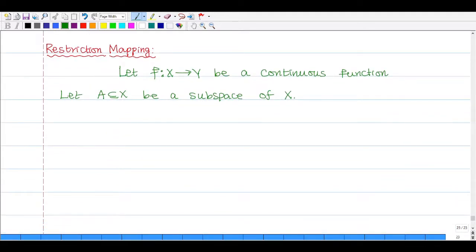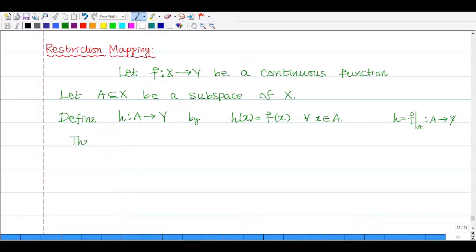That map we call h. So define a map h as a function from A to Y, given by h of x equal to f of x for every x belongs to A. Actually, this h is denoted as f restricted to A, a function from A to Y. Then h is continuous. This is the statement. Understood?